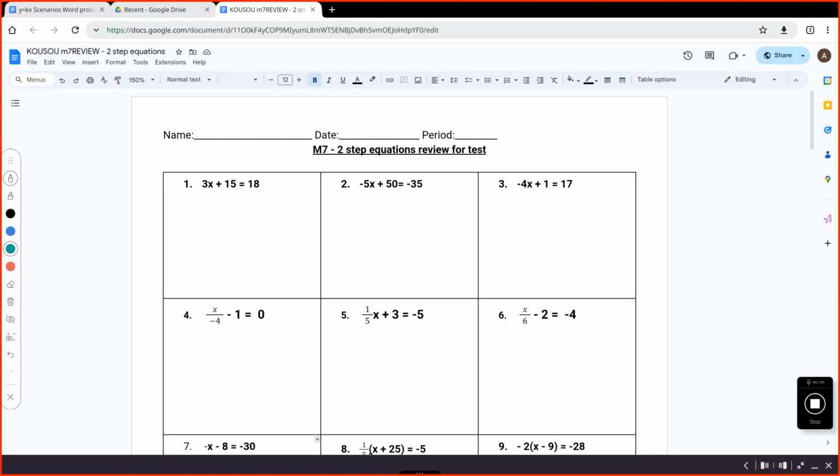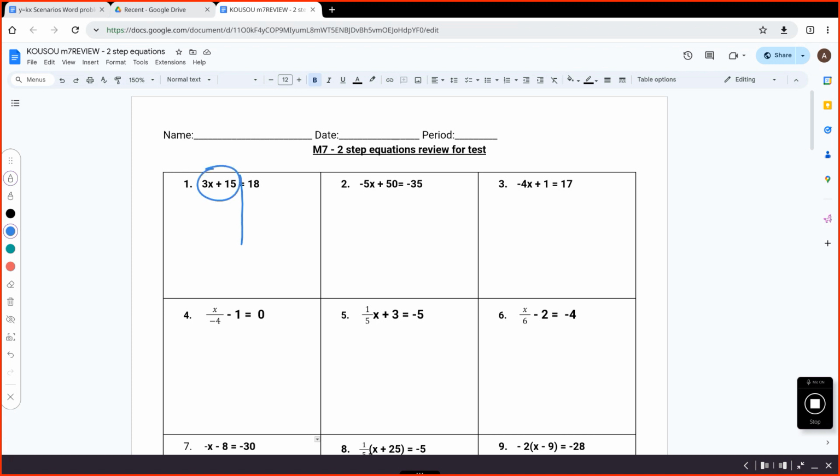Hi there, in this video we are going to go over our two-step equations review for our test. Alright, so first we have 3x plus 15 is equal to 18. The first thing we're going to do is either draw the river or draw the stream, whatever you want to call it, down the equal sign so that you split it up so you have the left side and the right side.